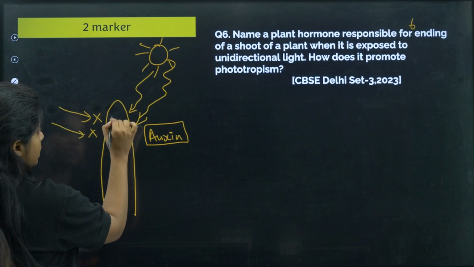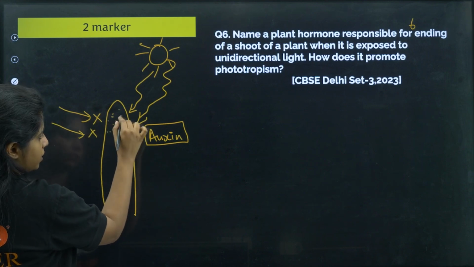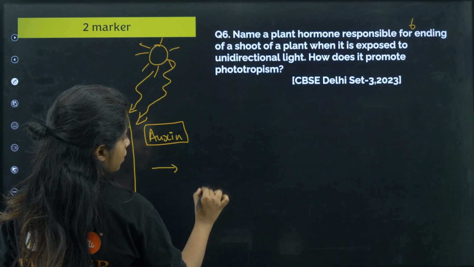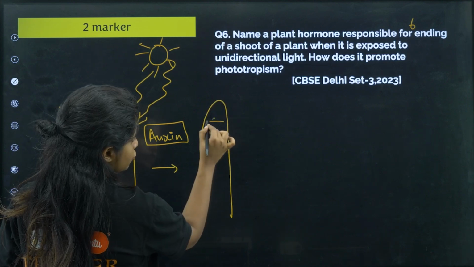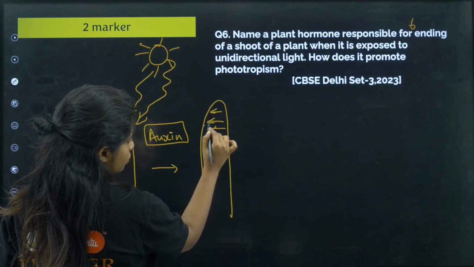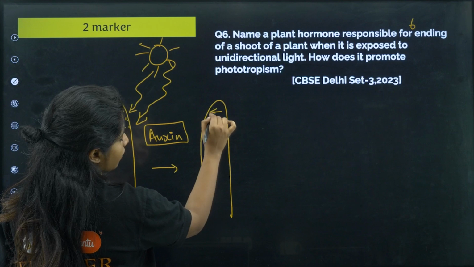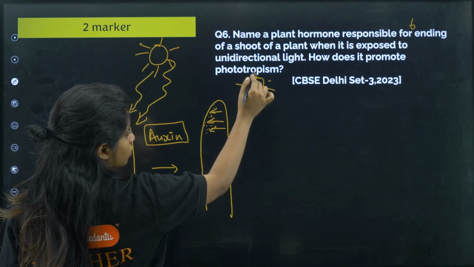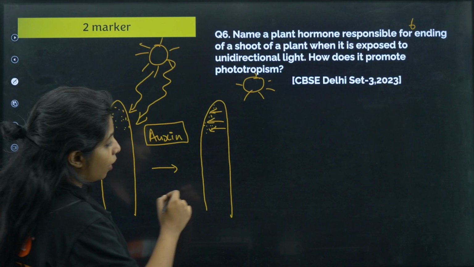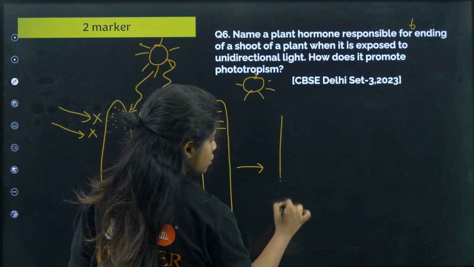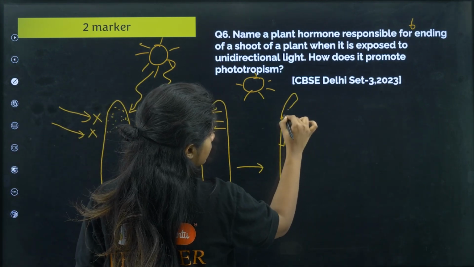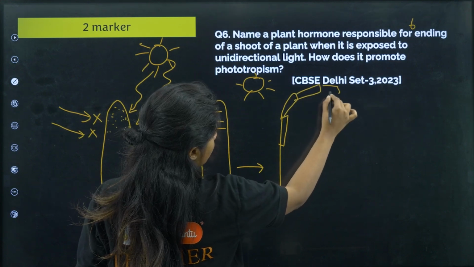So auxin is generally uniformly distributed like this throughout the tip. Now what happens? The area which does not have the sun's rays falling on it will be having too much amount of auxin. So for example, this was the side. So all the auxin molecules will be moving towards this side. Now whenever auxin is in more concentration over one side, it will lead to cell elongation, my dear children.